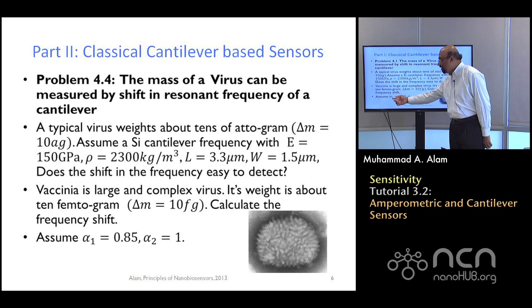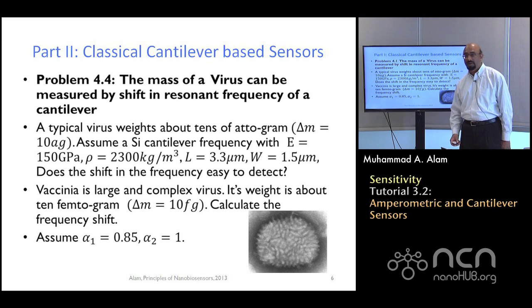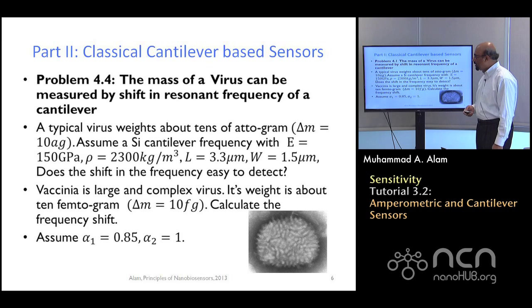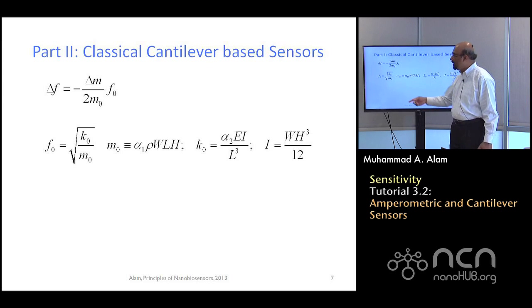Now you remember, depending on the support of the cantilever, we'll have different types of alpha 1 and alpha 2 value when you look at the formula. So these are already given, so we don't have to worry about them. So let's see how much change you would expect in both cases. The formula that we will be working with is delta F is delta M over 2M naught multiplied by F naught. You have omega naught is equal to square root of K over m. Take log on both sides and take a differential. That will give you this formula.